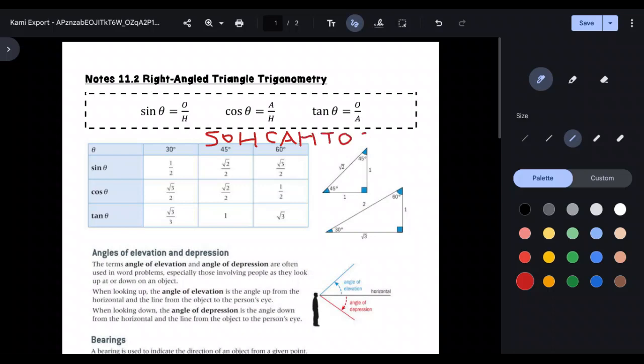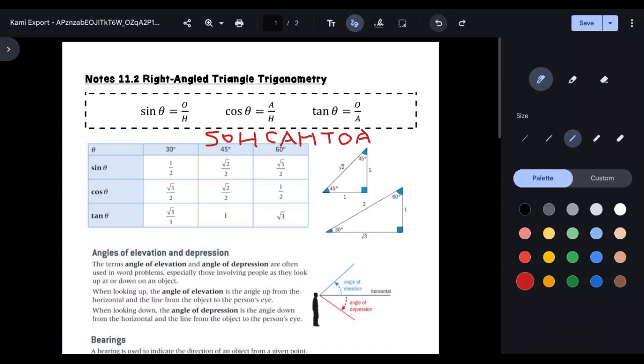SOHCAHTOA stands for: sine of an angle equals opposite over hypotenuse, which you can see up here. Cosine of an angle is equal to the value of the adjacent side over the hypotenuse, and tangent is equal to opposite over adjacent.